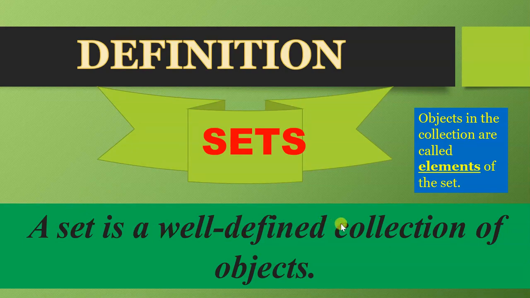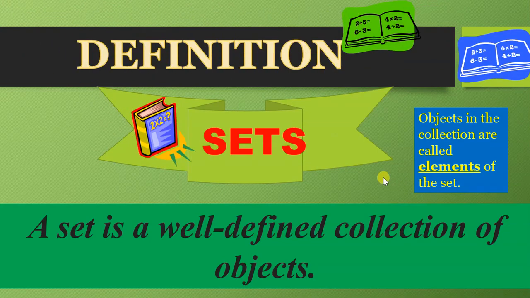A set is a well-defined collection of objects. That is a collection of objects in which the objects are well defined. There is no ambiguity whether a particular object belongs to our collection or not. Then that collection of objects is a set. The objects which are present in the collection are called the elements of the set. Let us see a few examples of it.